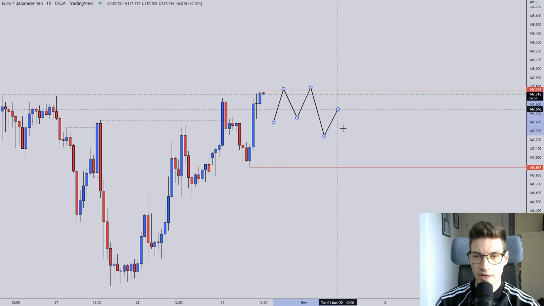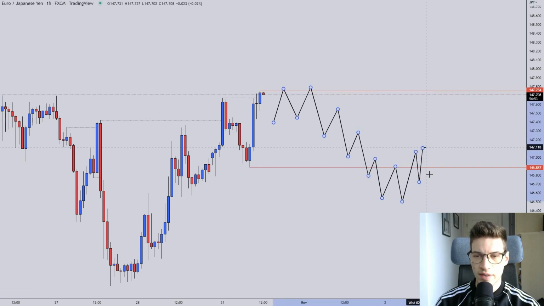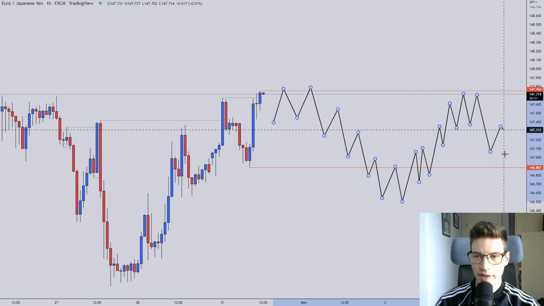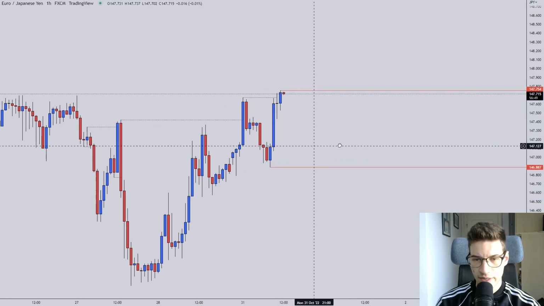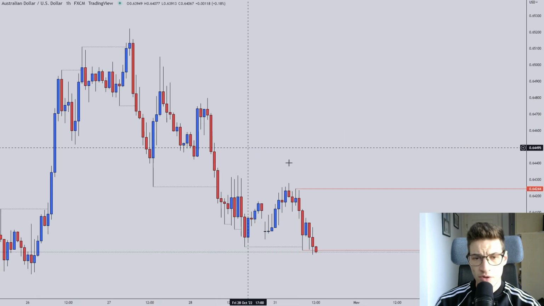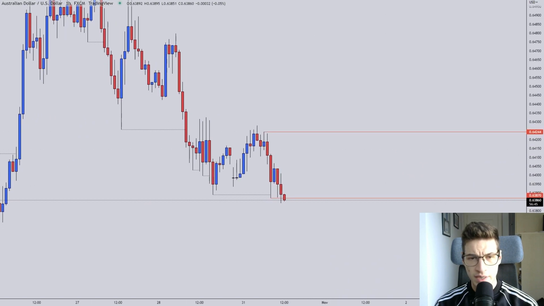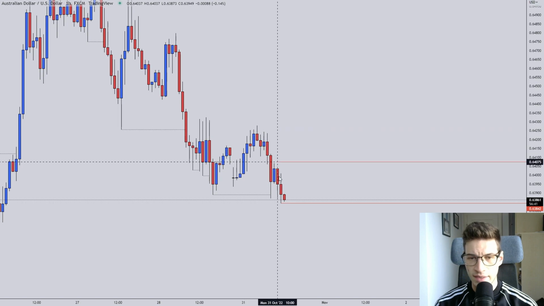Of course, if we get a larger range, then I'm not trading it. I'm just being a lot more patient. I'm looking for a nice impulse up or a nice impulse down. Aussie US dollar, it's looking also descending, but this descending is not looking that clean.